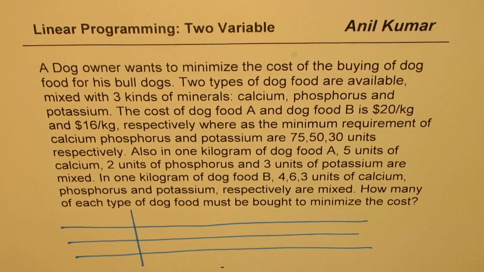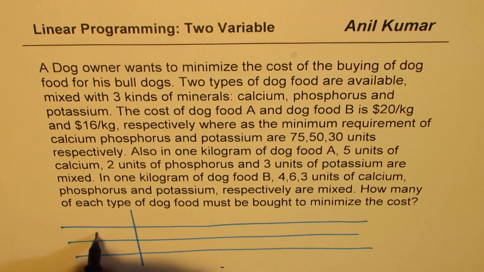Now, in any linear programming question, we'll have a few constraints and equations based on those constraints, and then we have to identify our objective. Here, the objective is absolutely clear. We are looking for minimum cost, right? So there are two kinds of food. Let me call them A and B.